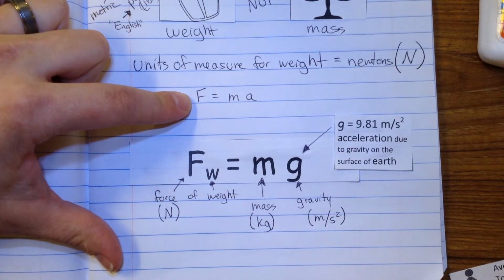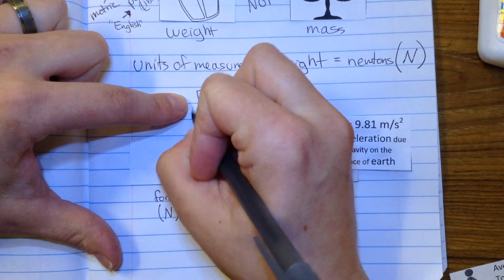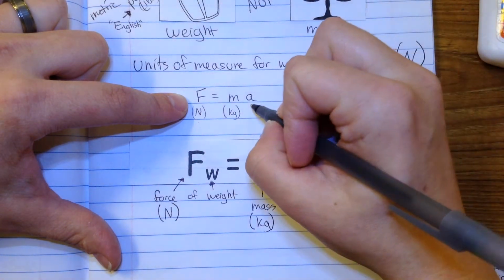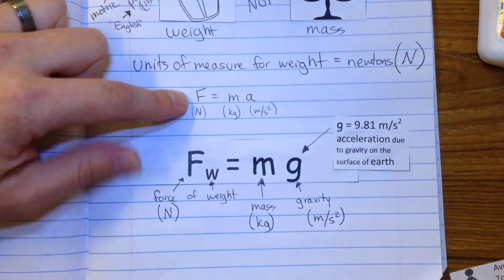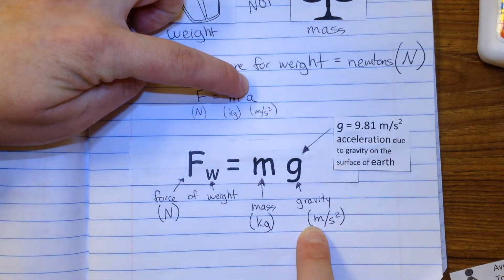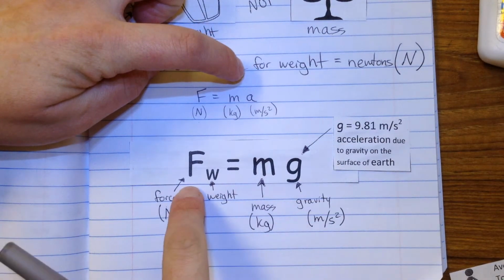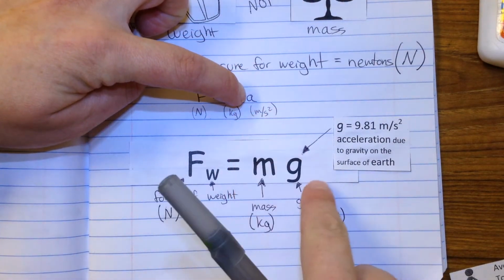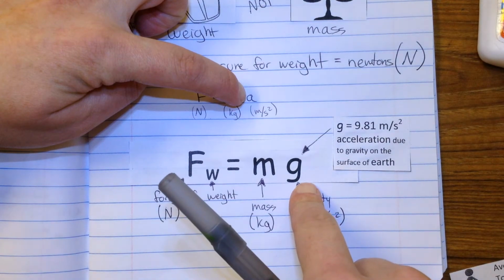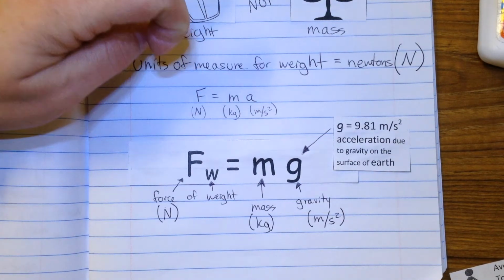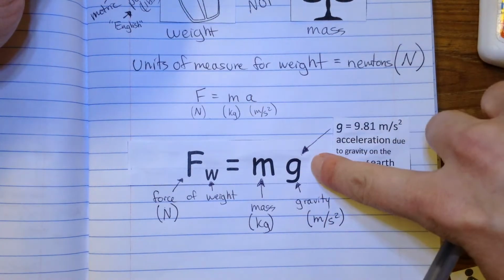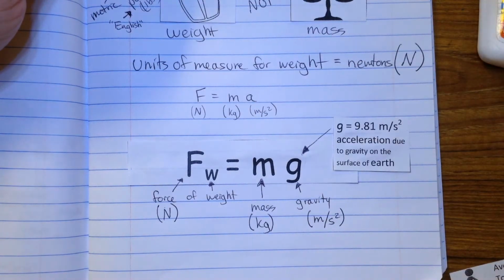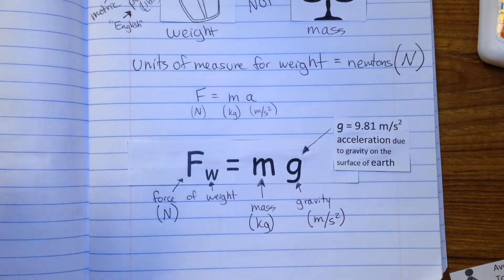All right, let's go back to the formula F equals ma. Force measured in newtons, mass measured in kilograms. What are the units of measure for acceleration? Meters per second squared. So when we're talking about the force of weight, it's the same formula except the acceleration is the acceleration due to gravity, 9.81. It is actually the same formula. It's just that this one specifies it's the acceleration due to gravity rather than just any random acceleration. Cool? Cool.